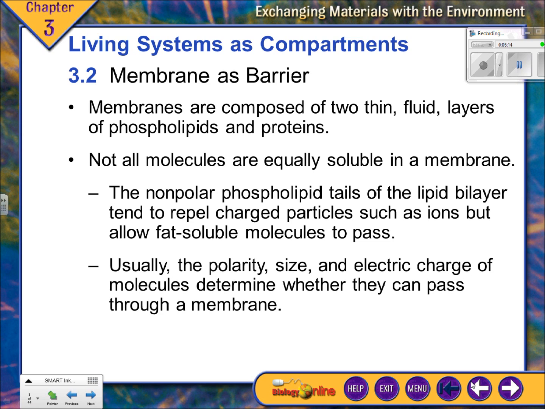Another reason things can't get through the cell membrane might be their polarity. Again, remember, non-polars like each other and polars like each other. So water's polar, like I said. Size, just too big. Charges also. And the membrane, though, is called selectively permeable. Some things can go through and some things can't.